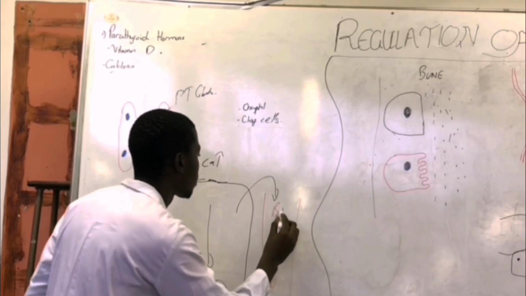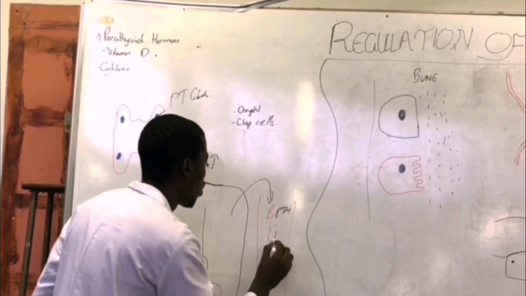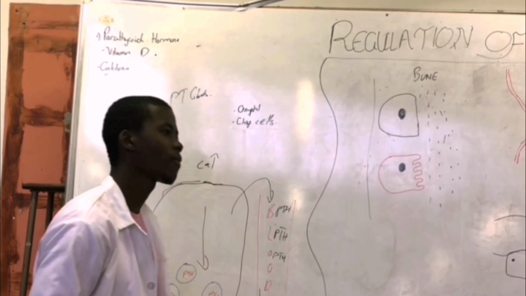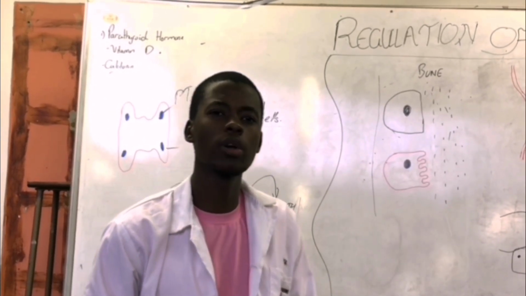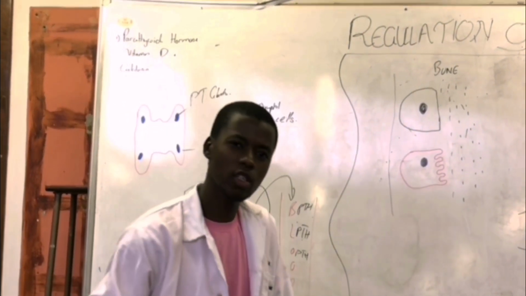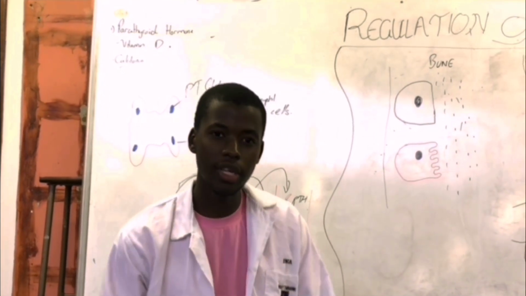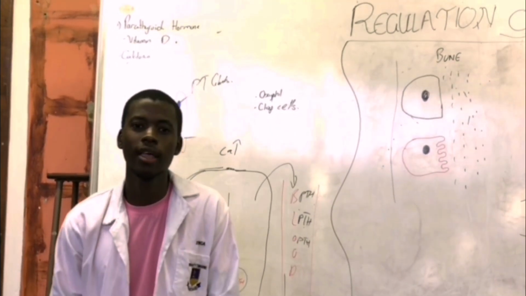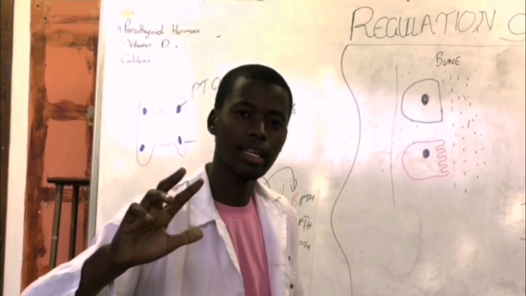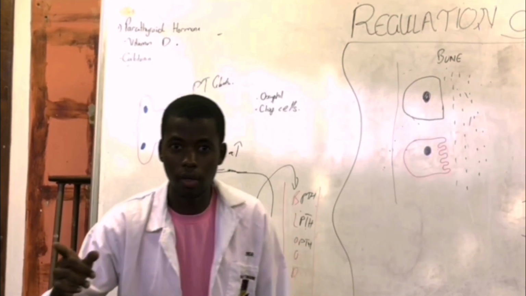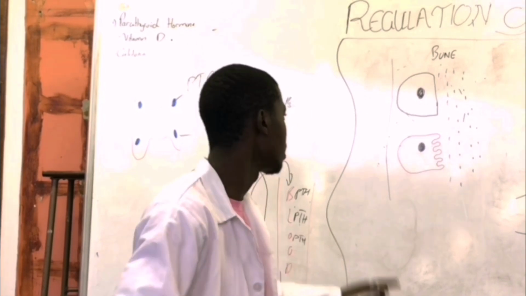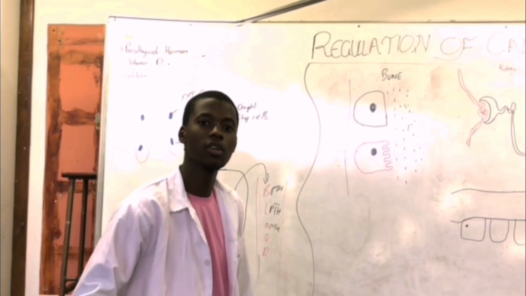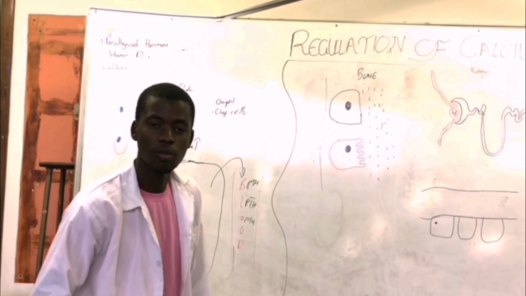So now we have parathyroid hormone in the blood. Now, how does parathyroid hormone regulate calcium? Parathyroid hormone's job is to increase the calcium levels. So how does it increase those calcium levels? It does that by acting on three main sites. First, we have the bone. Second, we have the kidneys. And lastly, it also acts in the GIT. It increases absorption of calcium from the GIT.